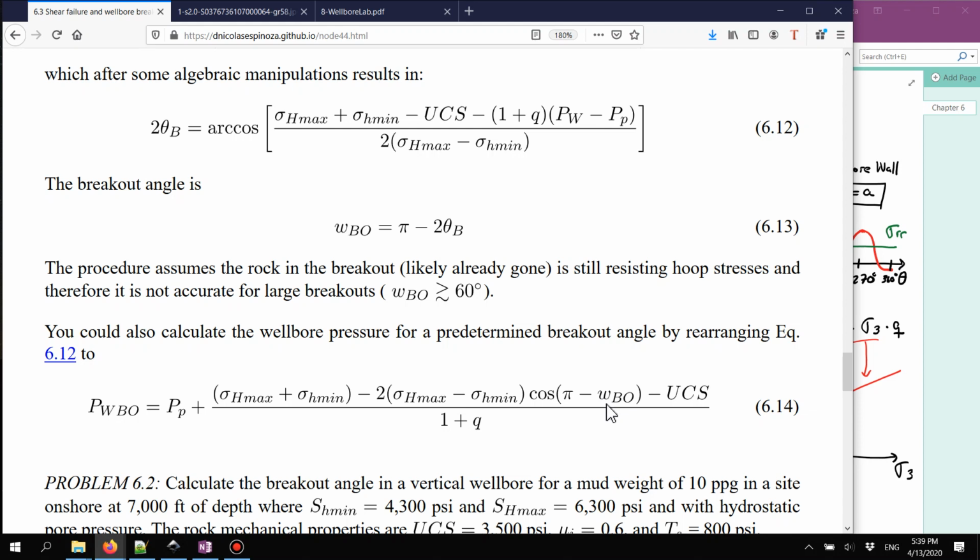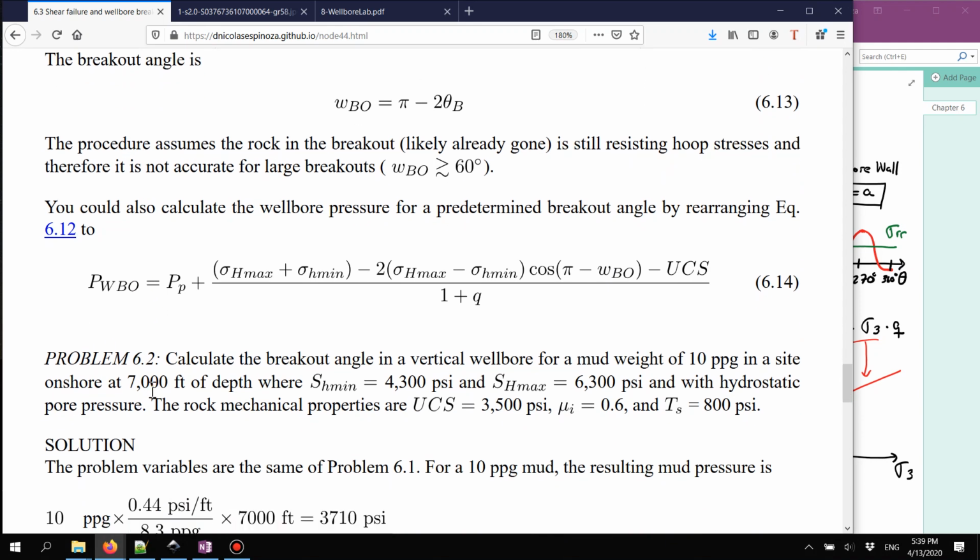Again, if I were to increase the breakout angle, then this wellbore pressure is going to be lower. If I were to decrease this wellbore breakout angle, then this pressure would be higher.